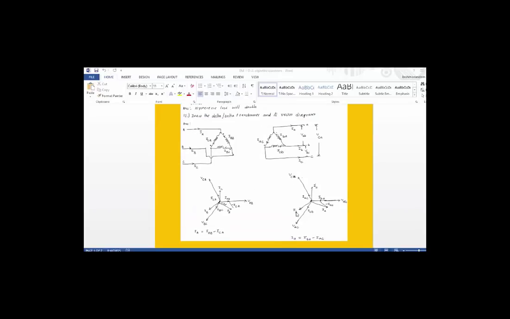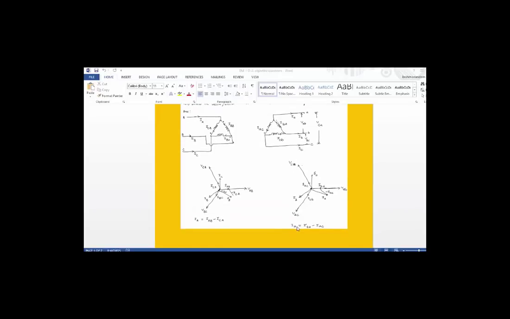As we discussed earlier, here also we can apply KCL at this point and then we can calculate the IA current. IA is nothing but IBA minus IAC. So IAC we know, so extend that backwards like this and add that to IBA negatively, so that the resultant of IBA and minus IAC will give you the IA value.